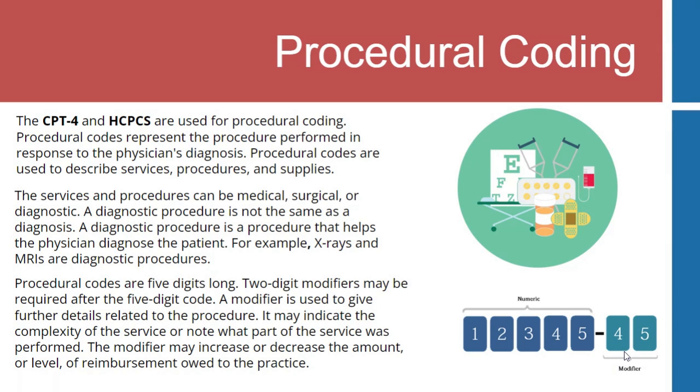These are 2-digit codes. Those are modifiers, and that adds more information about the procedure. As it says here, it may indicate the complexity of the service or note what part of the service was performed. The modifier may increase or decrease the amount or level of reimbursement owed to the practice. And let me just say this, procedure codes are what determine how much the provider is paid, right? The diagnosis codes, again, tell an insurance company why something was done, but they don't determine how much the provider gets paid.